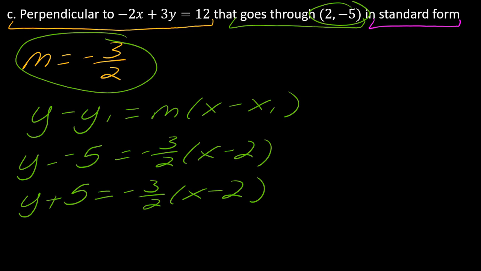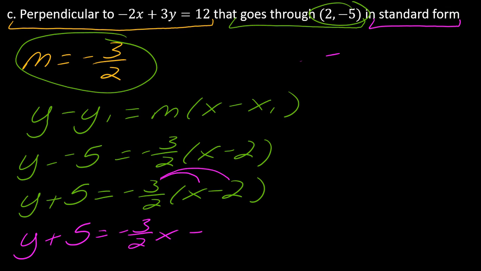And now I have to get it into standard form. Now be careful with this. This is going to be a little tricky. Okay. So to finish this, I need to just distribute that -3/2. So I have -3/2 times x is -3/2 x. And then -3/2 times -2.